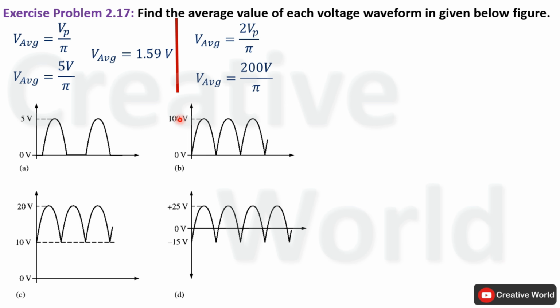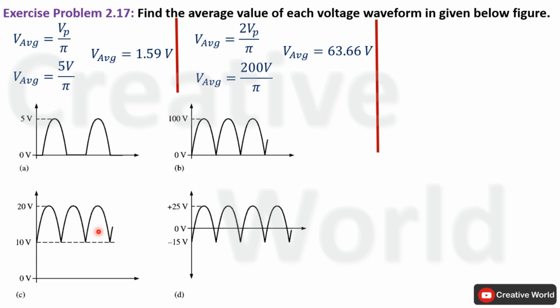2 times 100 volt will become 200 volt, and divide 200 volt with pi to calculate the average voltage of this figure B, that will become 63.66 volt. Move towards the third figure. In this figure, the output voltage waveform of a full wave rectifier is shown, which includes a 10 volt DC offset value and we have to calculate its average value.